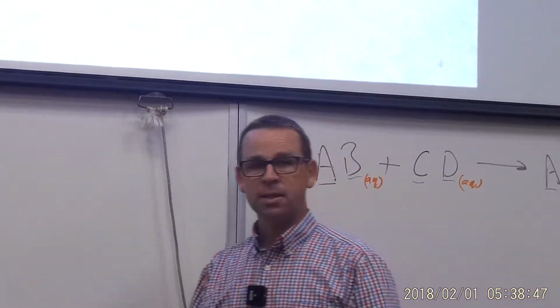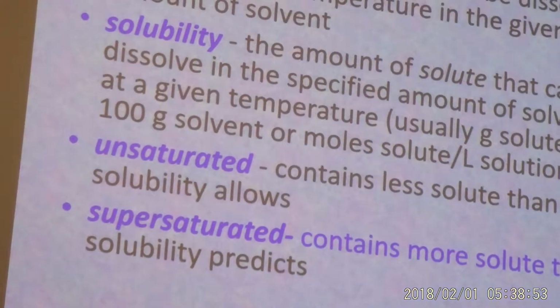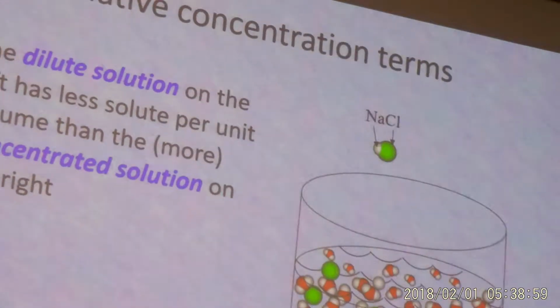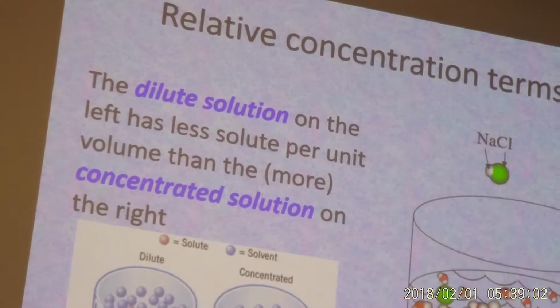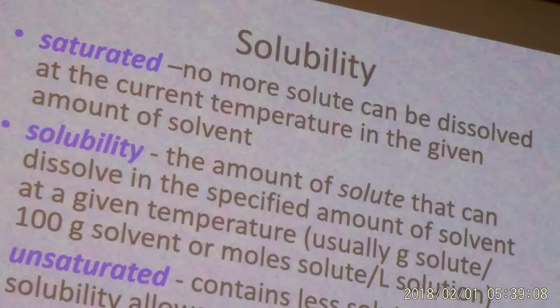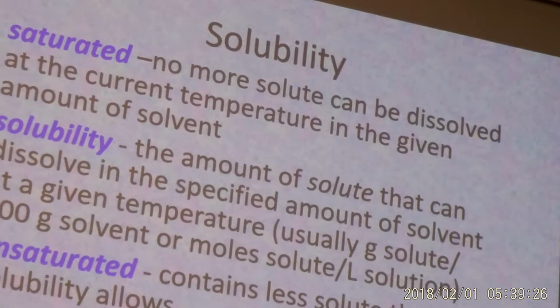Okay, so we have these other terms. Saturated is another way to talk about how much solute we have dissolved in the solution. If it's saturated, that's kind of the same as concentrated. You can't add any more solute. Solubility: we can actually quantify how much solute can be dissolved. There is some mass of solute that we put into a given mass of solvent.